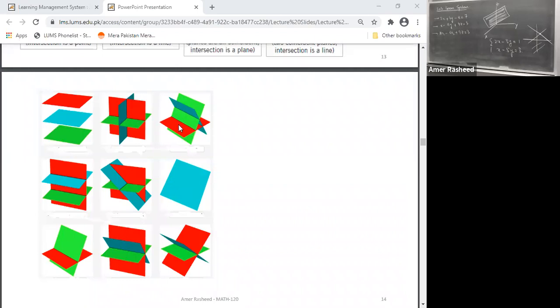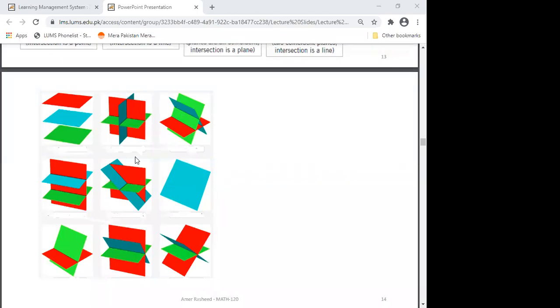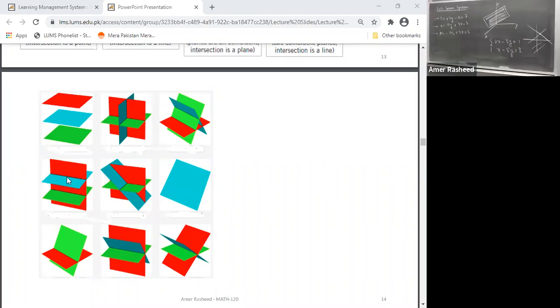In line 1, case 3, the planes are intersecting, but all three planes are not intersecting at some common region. There is no common region of intersection in case 3 of the first line. So in this case also, these three equations, or the 3 by 3 system, would not have any solution. In line 2, case 1, one plane is intersecting the two other parallel planes. So there is no common region of intersection here. The 3 by 3 system in this case would not have any solution.